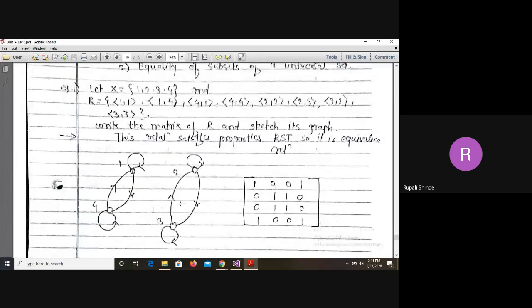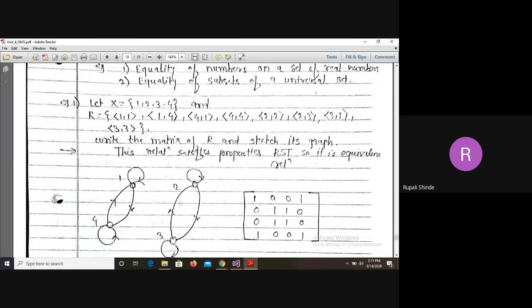So in this way we can draw a graph and matrix for any relation. Have you understood this question? How we have represented this relation using graph and matrix? Yes, ma'am. Okay.